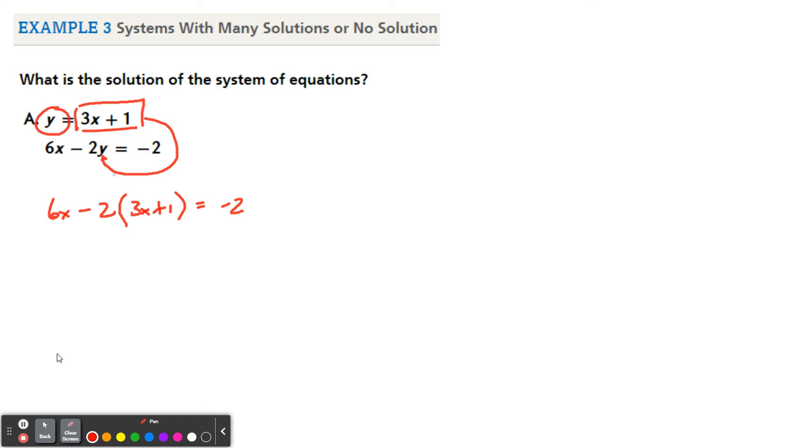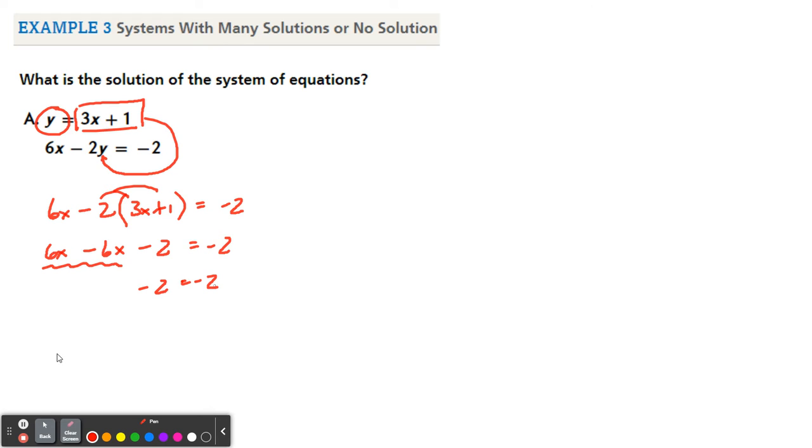And now we need to do some simplification. So this negative 2 gets distributed in. So we have 6x. Negative 2 times 3 is negative 6. The x comes. Negative 2 times 1 is negative 2. And that equals negative 2 comes down. So now we have three terms. So we combine our x's. 6x minus 6x. Uh-oh. The x's cancel. And negative 2 equals negative 2.